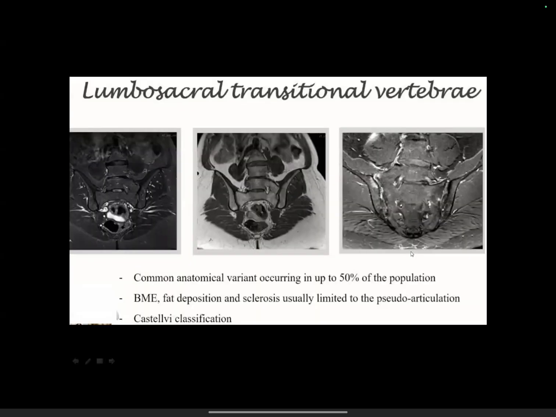So that's again a normal variant. This is LSTV, or lumbosacral transitional vertebra, the Castellvi classification. That is a very common spotter for you, or it could be part of a long case also with coincidental finding. Here we are seeing the transverse process on the left side being fused with the sacral ala. Here you are seeing marrow contiguity. And here you're seeing it on the right side also. This was on the left side.